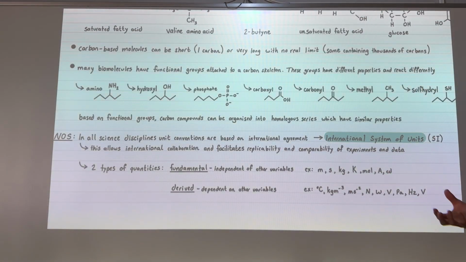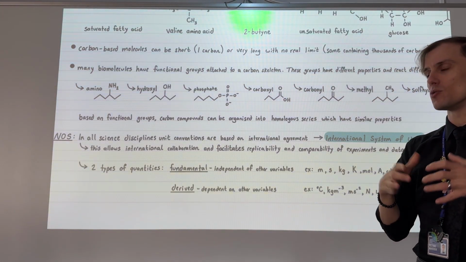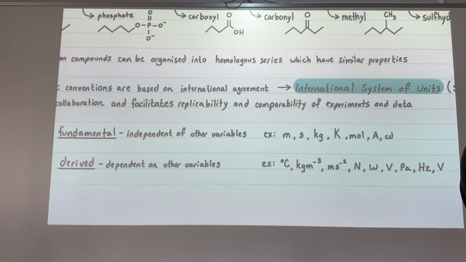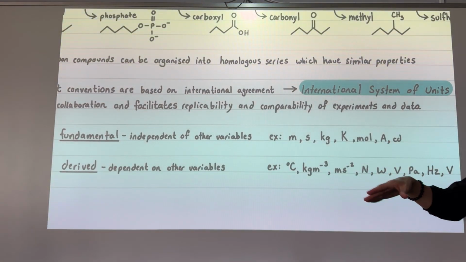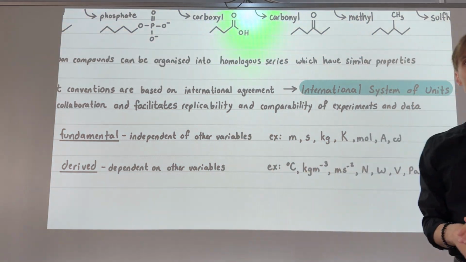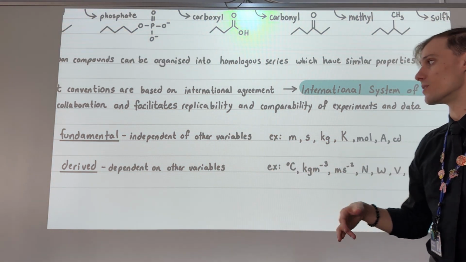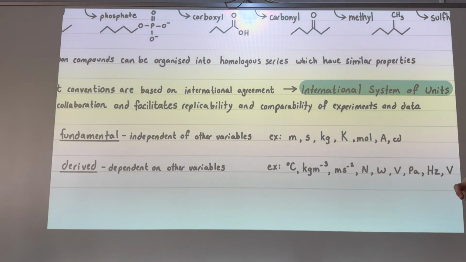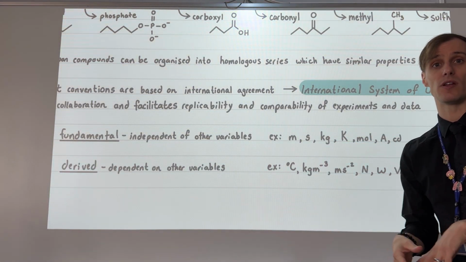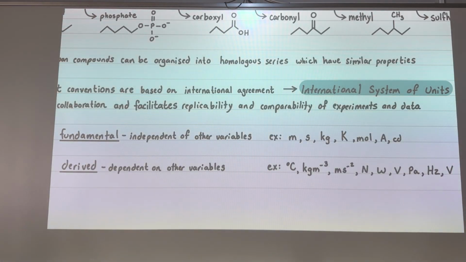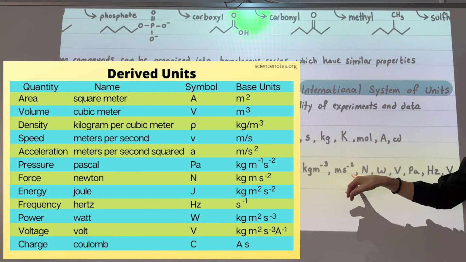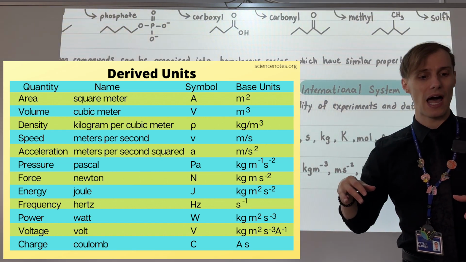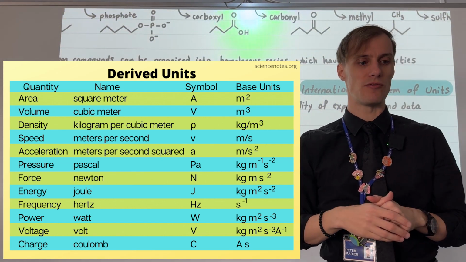But just about every single scientific endeavor is going to use the same kind of units. These units can broadly be classified into two categories: fundamental units, which are variables that are not derived from any other units, like meters, seconds, kilograms, Kelvin, or amps. These are all fundamental units. But then there are also derived units, things like degrees Celsius, meters per second, watts, or volts, which are derived from other kinds of units.